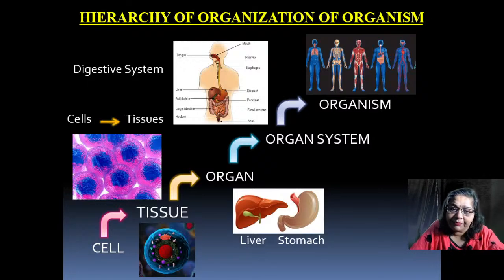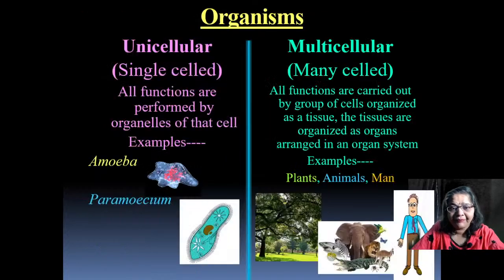The lowest rank or the smallest part of the organism is a cell, that is the structural and functional unit of the organism, and together with different types of tissues, different organs and different organ systems, the body of an organism is formed. Now let us see organisms.